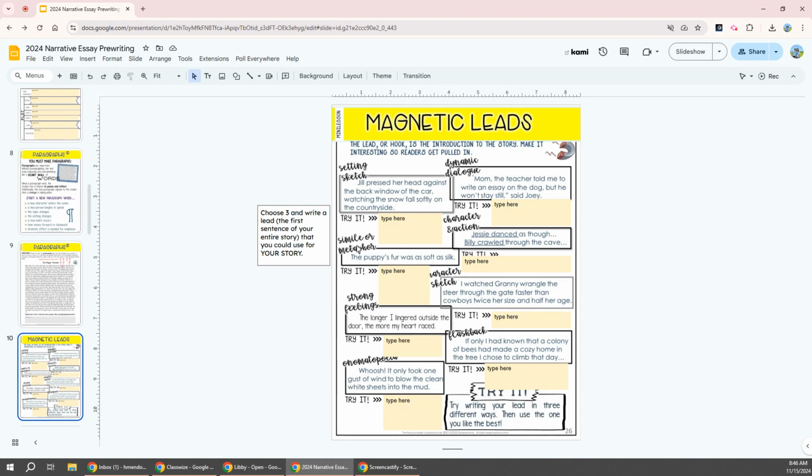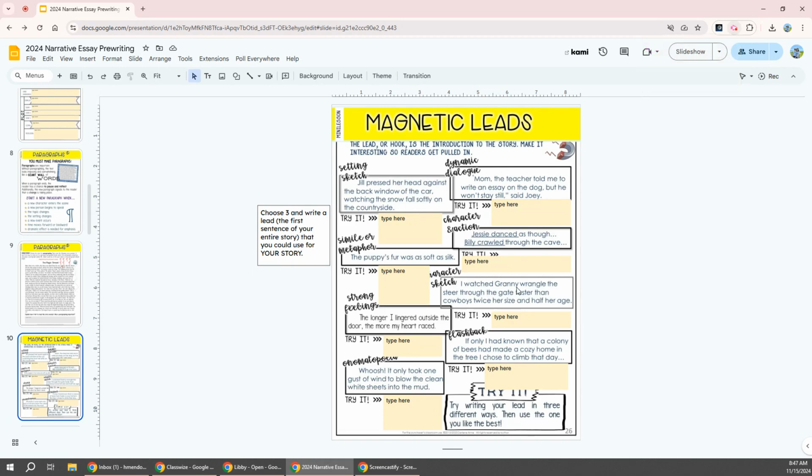Over here we have a simile or metaphor, and remember, a simile is when you compare two things using like or as. In this example, it's a simile. The puppy's fur was as soft as silk. Or a metaphor is when you compare two things by saying one thing is something else. By saying the clouds are cotton candy, so you're saying that one thing is something else.